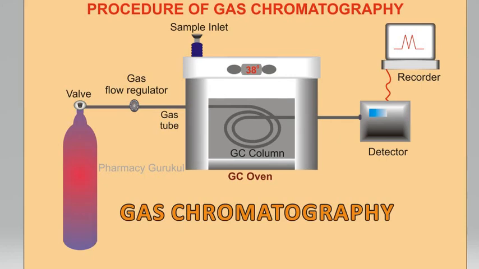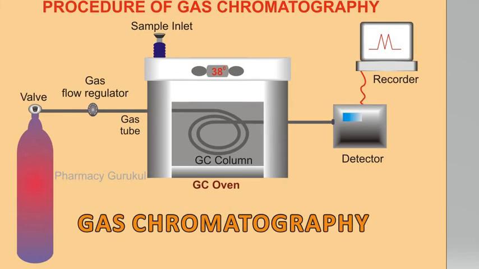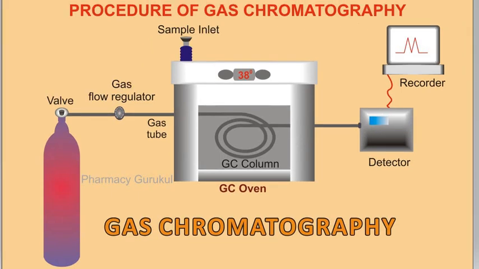Procedure of gas chromatography. First, a small amount of liquid sample to be analyzed is drawn into a microsyringe, and then injected via the sample inlet. Next, separation in the column. Components in the mixture are separated based on their affinity to bind with the stationary phase. Finally, detecting and recording results.